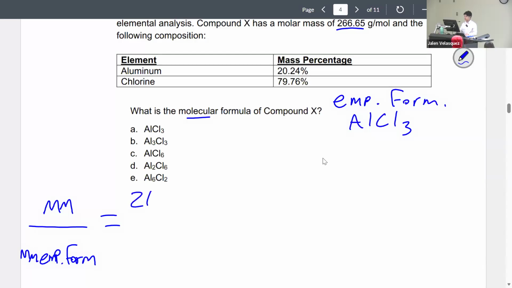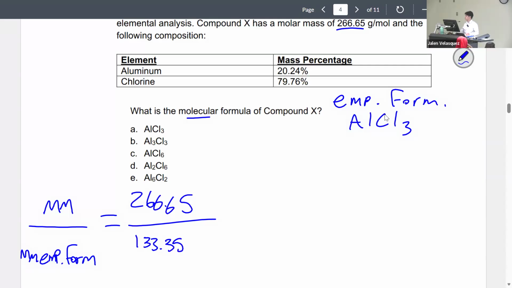Good, 266.65. And what's the molar mass of the empirical formula that we just figured out? I hear two numbers. What I have is 133.35.